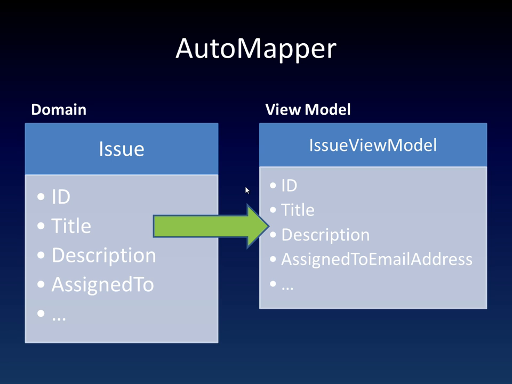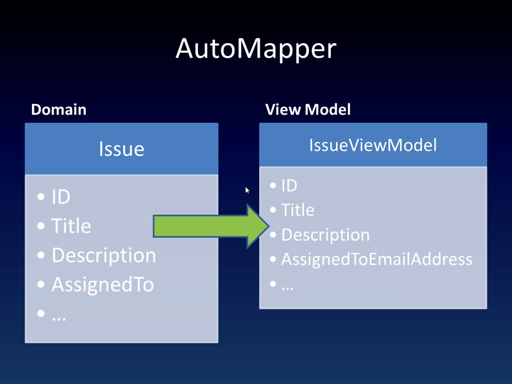We can actually say, if we had maybe a date over here in our Issue and we wanted to map it to a string, AutoMapper can do that, so that we don't have to worry about any conversion or anything like that. We can let AutoMapper take care of it for us. So just looking at this example, ID, Title, Description, the property names are the exact same on our view model, so no problem there. AutoMapper is going to map that right over.